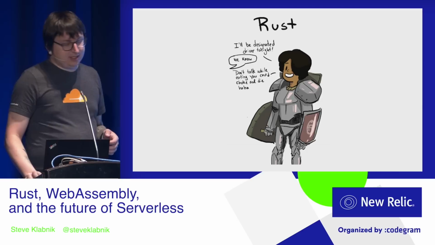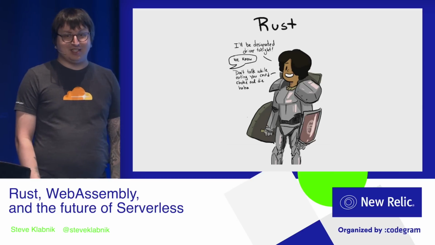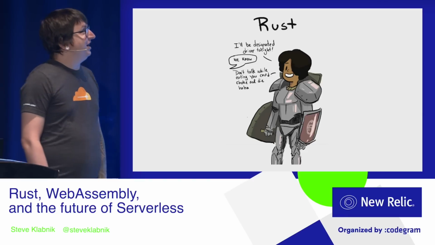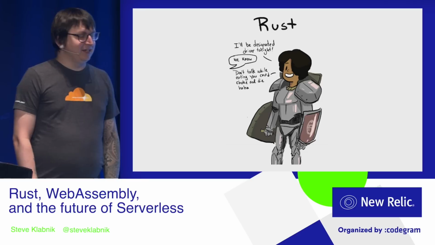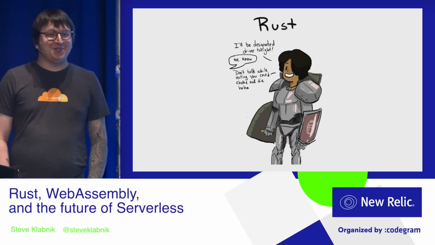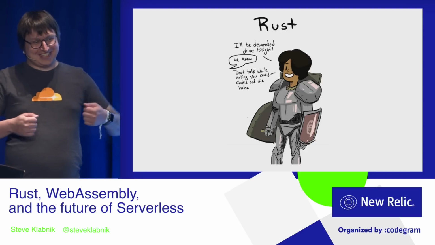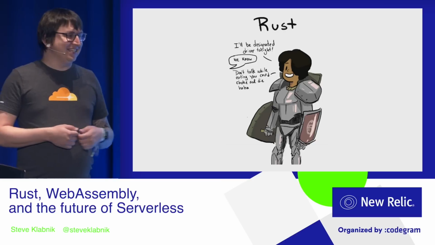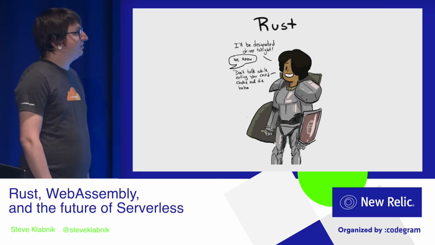There's a really great series of webcomics that showed programming languages represented by various kinds of people. And this is the one that they did for Rust. It says, I'll be your designated driver tonight. And the speech bubble says, we know. And the second one says, don't talk while eating because you could choke and die. Ha ha ha. And so she's got this really strong armor because this is a thing that we particularly care about. And so I always find this really funny.